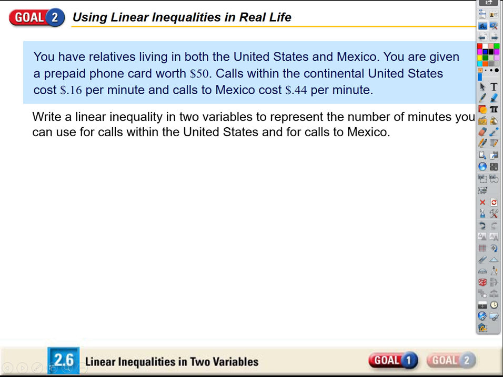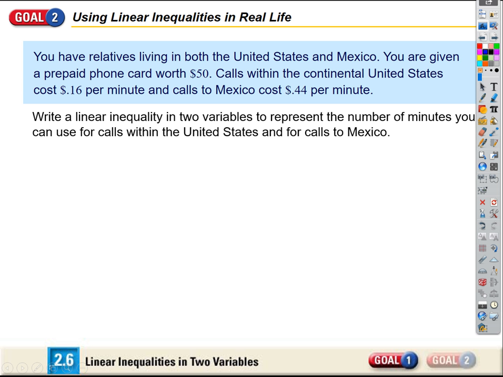You know, a lot of times math is used to model stuff. Right, we can have linear functions that predict behavior of some real world thing. Sometimes inequalities make sense. Like this, you have relatives living in both the U.S. and Mexico, you're given a prepaid phone card worth $50. Calls in the U.S. cost $16 per minute. Calls to Mexico cost $44 per minute.